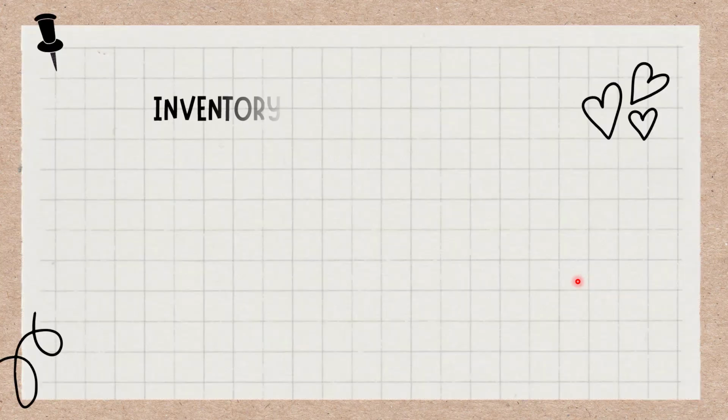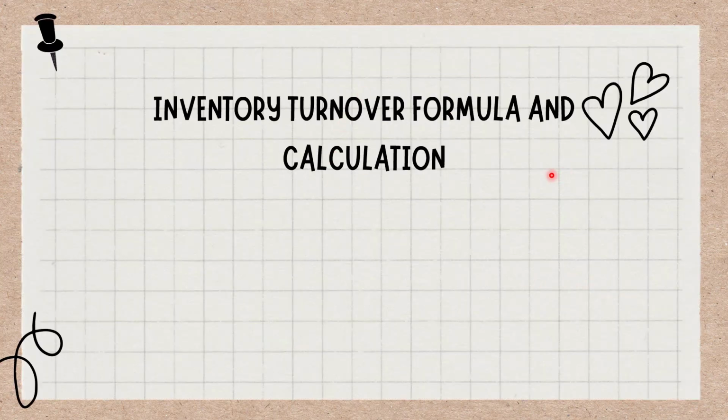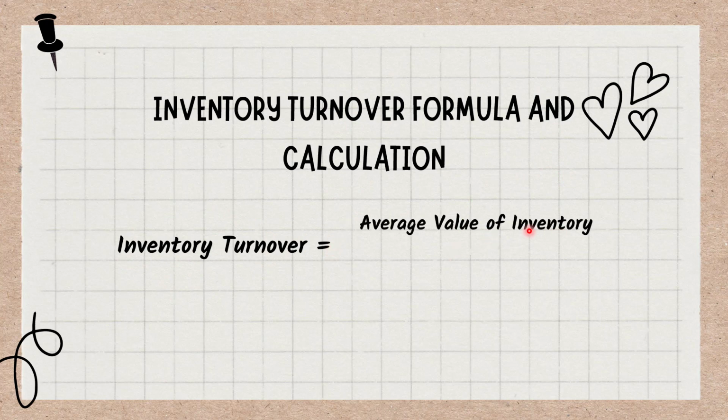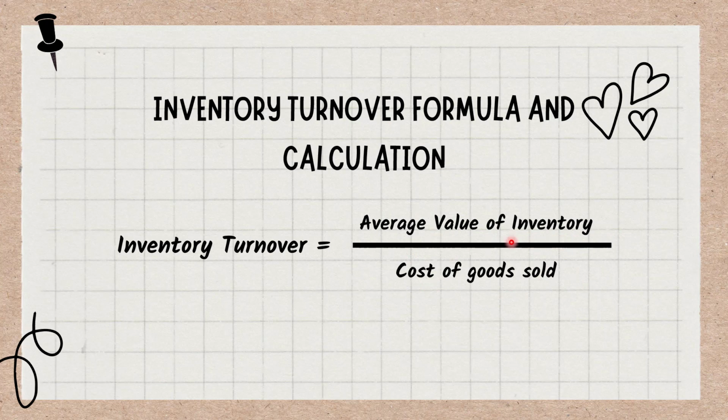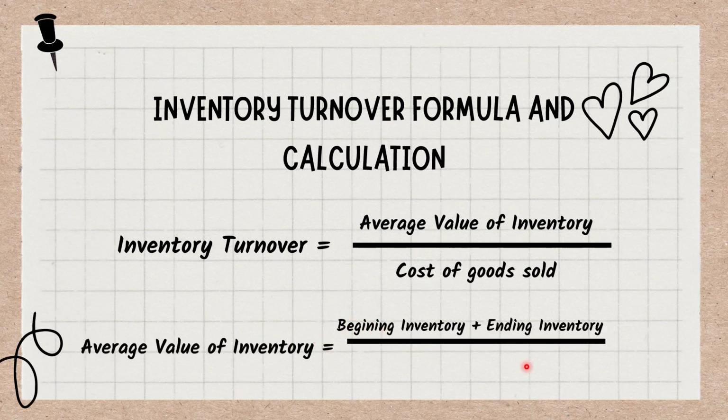How to calculate inventory turnover? Inventory turnover equals average value of inventory divided by cost of goods sold. Average value of inventory is used to offset seasonality effects. It is calculated by adding the value of inventory at the end of a period to the value of inventory at the end of the prior period and dividing the sum by 2.